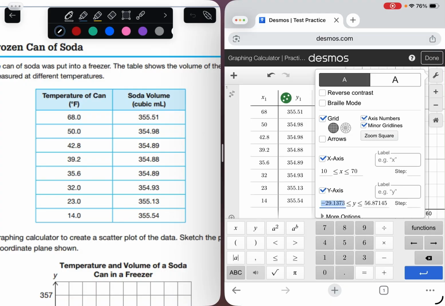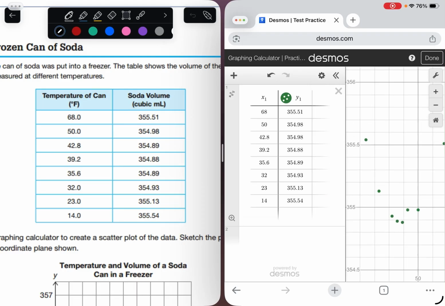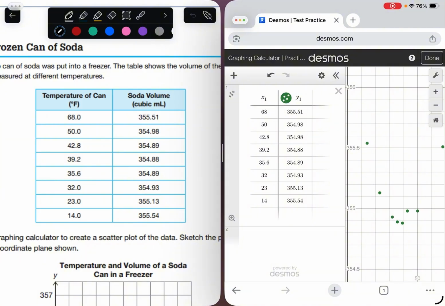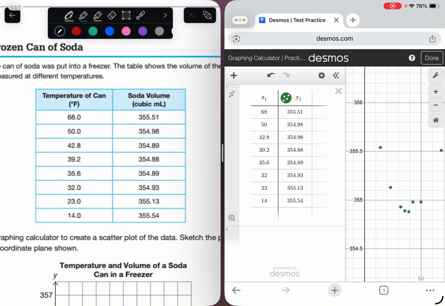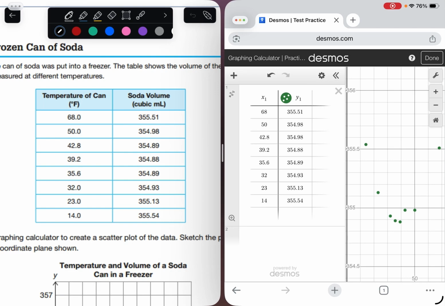For the y, it looks like our smallest value is still above 354, and so I'm going to do 354.5. And then it doesn't go above 356. So I'm going to try these and see if we get a better view. Okay, and so here's our graph. And it kind of looks like it is reaching a minimum and then going back up.